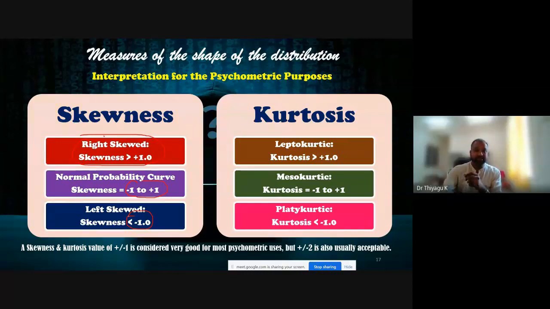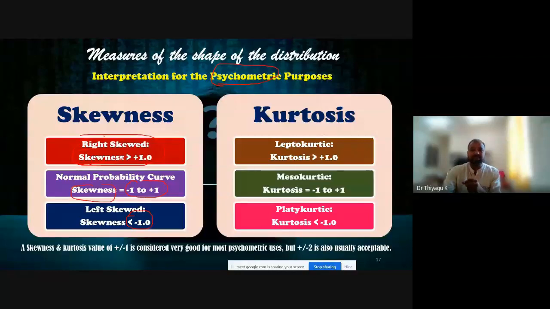But generally, for the normal probability curve the skewness value is equal to zero. The right skewness value is above zero. The left skewness value is less than zero. That is the general rule, but for psychometric purposes, some of the authors highlight this kind of interpretation.